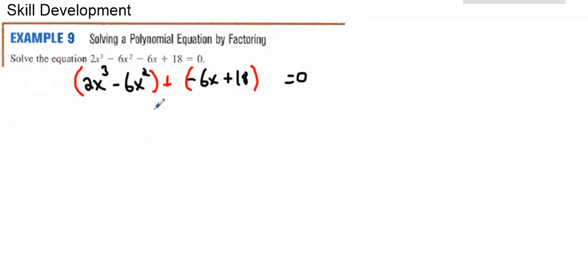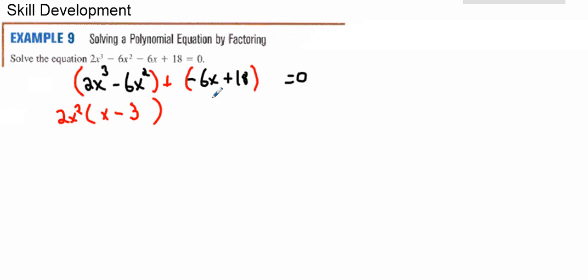Our next step after grouping the first 2 terms and the last 2 terms is to take the GCF, the greatest common factor, out of each set of parentheses. So the greatest common factor of 2x cubed and 6x squared is 2x squared. When I factor that out, I'm left with an x in the first position and a negative 3 in the second position.